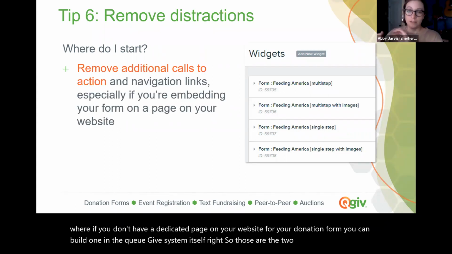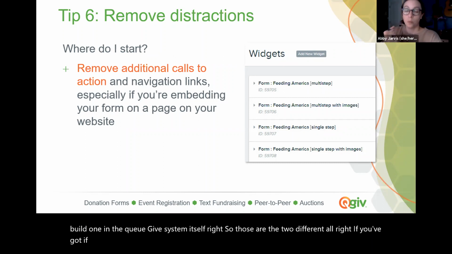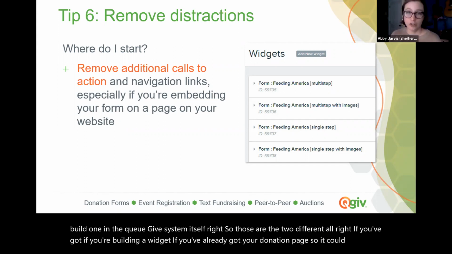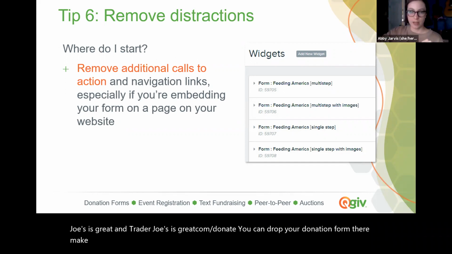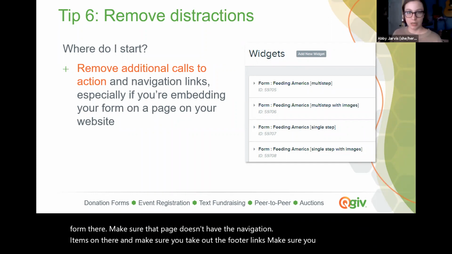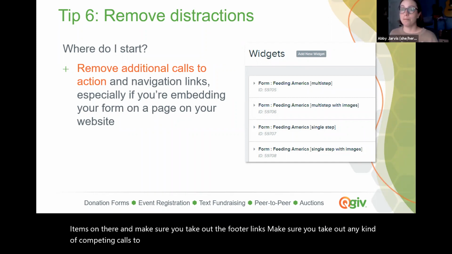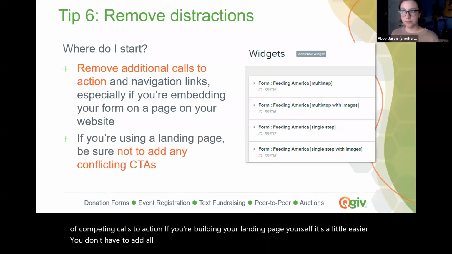All right, if you're building a widget, if you've already got your donation page, so it could be traderjoesisgreat.com/donate, you can drop your donation form there. Make sure that page doesn't have the navigation items on there. Make sure you take out the footer links. Make sure you take out any kind of competing calls to action. If you're building your landing page yourself, it's a little easier. You don't have to add all of those elements in there.